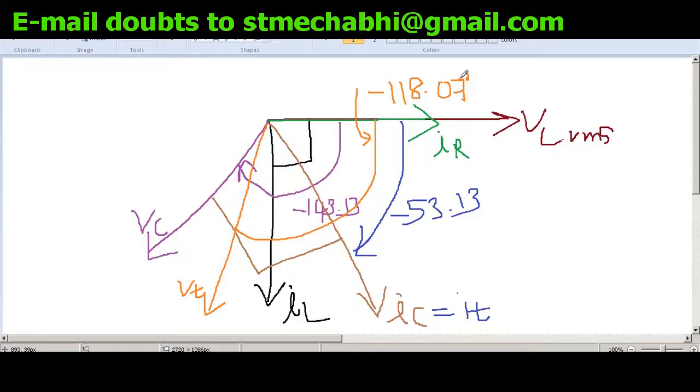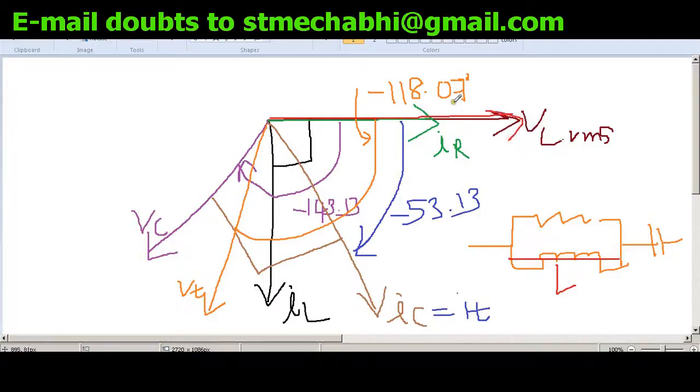But guys, hold on, keep one thing in your mind. According to this problem, we maintain the voltage across this inductor as the reference. Here we have the inductor, which is L. The voltage across this is considered the reference, so that is this line. Okay, then thank you very much.